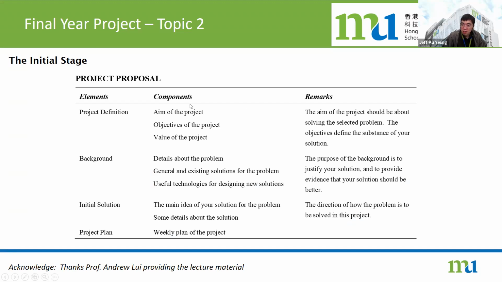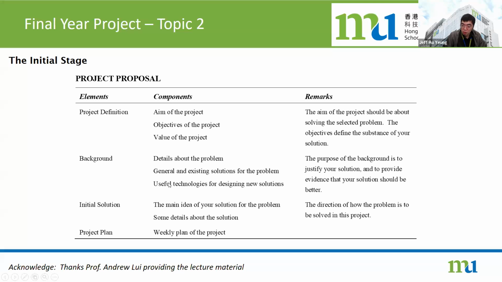So this is the proposal, and so you can see aims and objectives, and of course you have to tell me why the project is important, so there's a value of the project, and this will be the first part. The second part will be the background, so you have to actually tell us whether there is some existing solution already available.